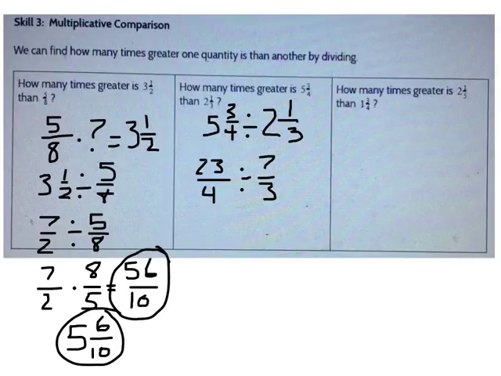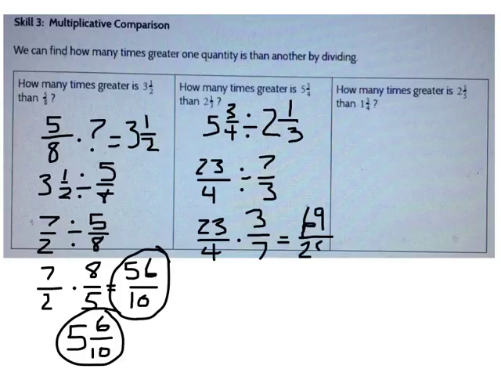Go ahead and do that division problem now. You can leave your answer as an improper fraction. When I solve that problem, that's the same as 23/4 times 3/7. The result is 69/28.